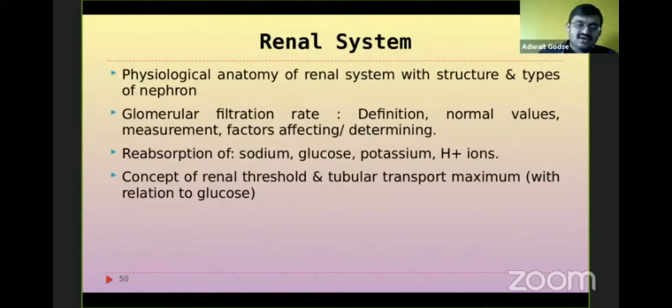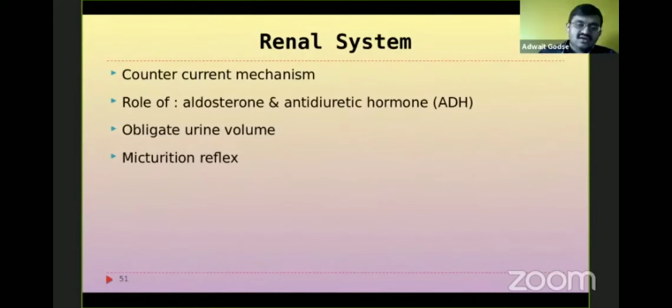The absorption of various substances like sodium, glucose, potassium, and H plus ions. Sometimes they are asked the concept of the renal threshold or tubular transport maximum for glucose, usually asked as a multiple choice question. Counter current mechanism is very rarely asked as a short answer question. You should know there are two components: one is called counter current multiplier, the other is called counter current exchanger.